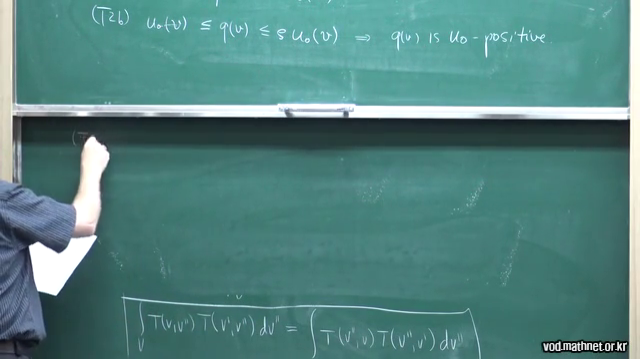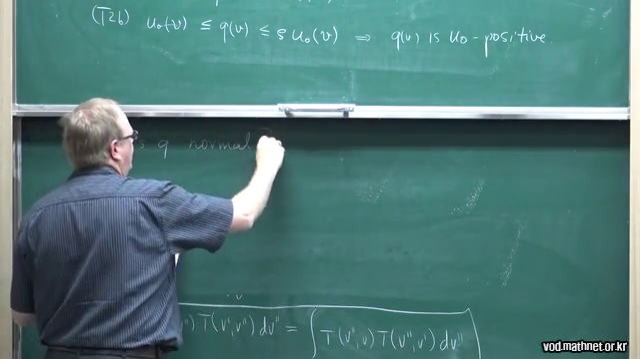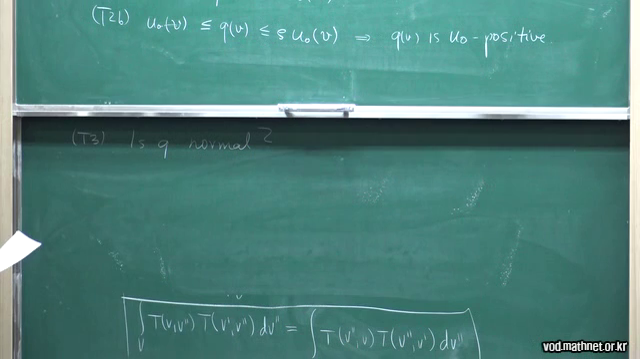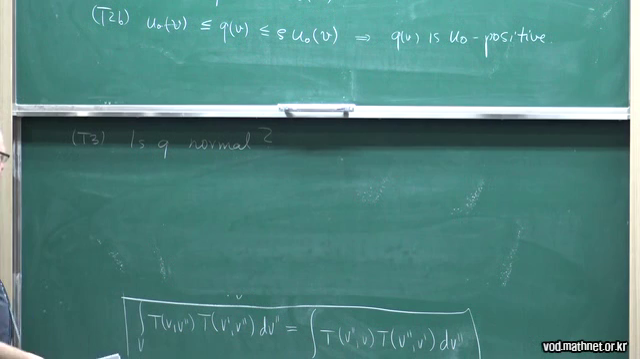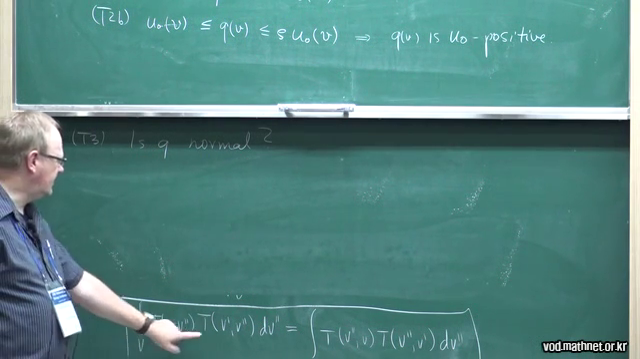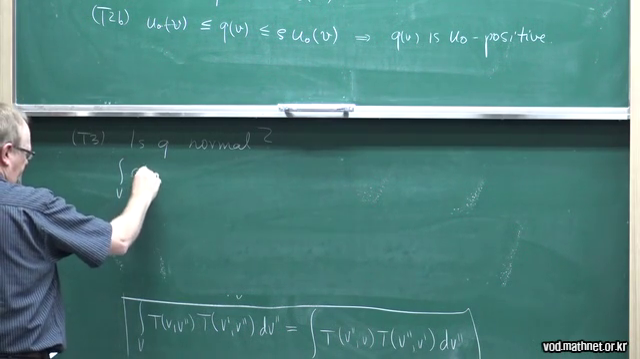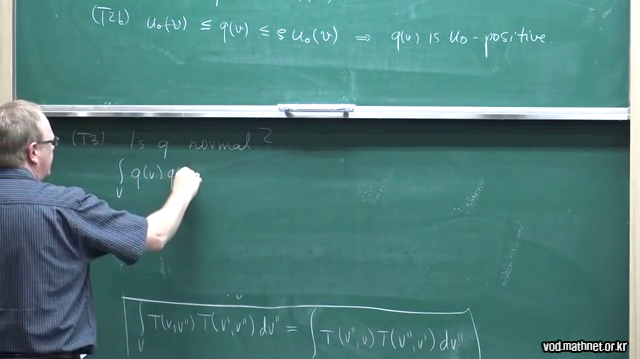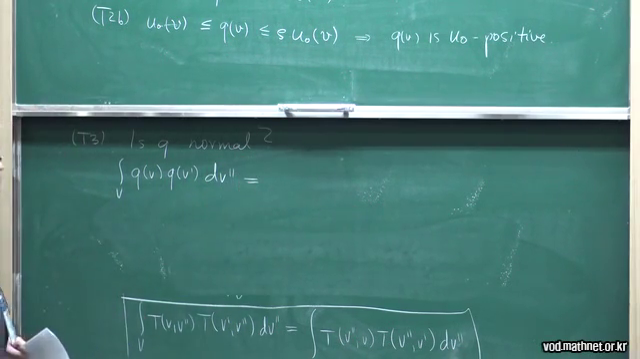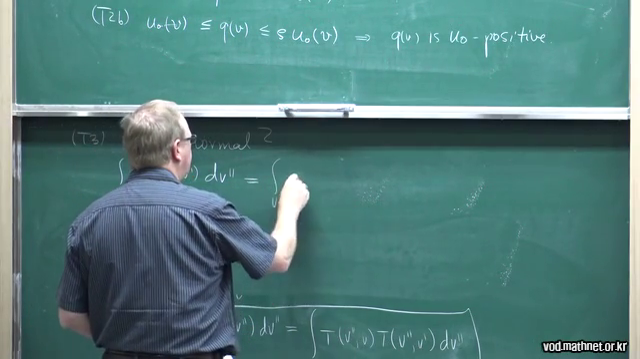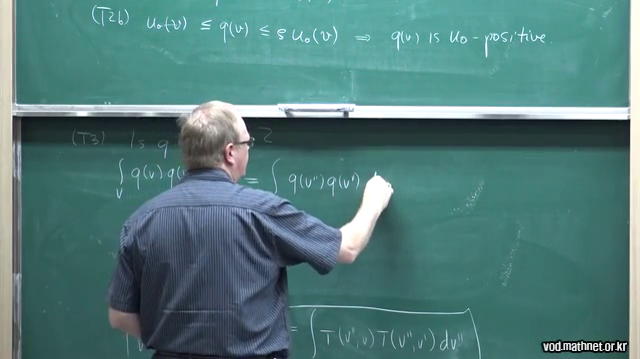So T3 is Q normal. So we need to check those two integrations here. Now Q only depends on the first variable, but it does not depend on the second. So the left-hand side would be the integral over V of Q of V and Q of V prime, integrated over dV double prime. And the right-hand side would be the integral over V of Q of V double prime, Q of V double prime, dV double prime.